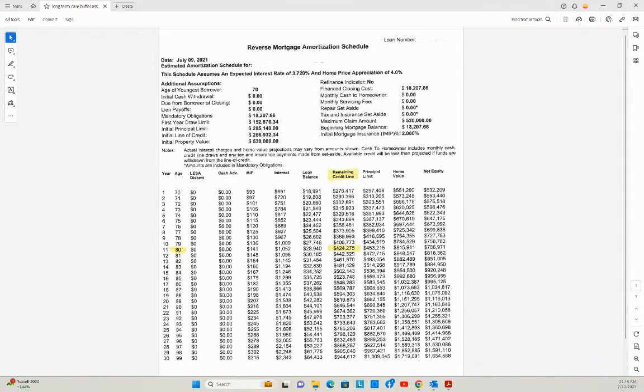Now, if they don't need the line of credit down the road, that's great. No harm, no foul. They haven't had a huge impact on the equity of the asset over time, which means that any legacy, i.e., assets that go to family for inheritance, will still be preserved, but they've done their proper due diligence up front in order to prepare for what potentially might happen in the future, which is long-term care costs.